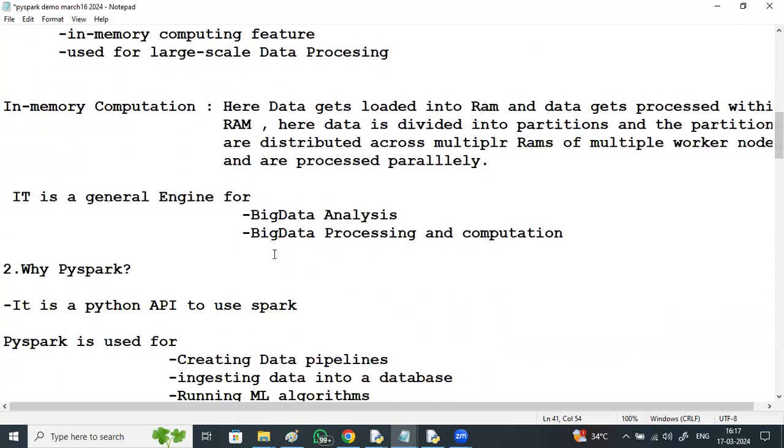Spark is a general engine for big data analysis, big data processing and computation, right?